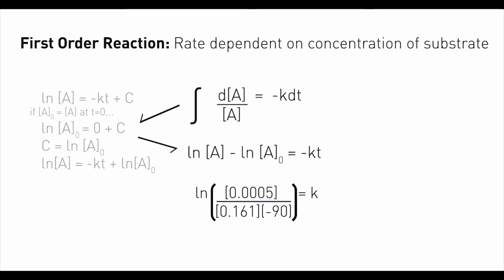Plugging in the initial concentration of A, 0.161 molar, final concentration of A, 0.0005 molar, and the time of reaction, 90 seconds, gives us a rate constant k of 0.0897 seconds to the negative first power.